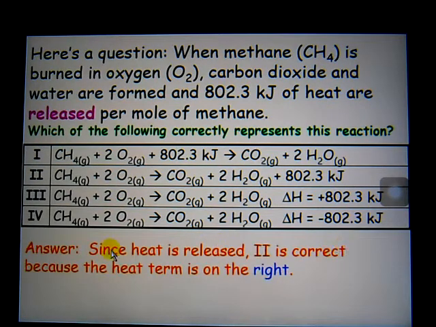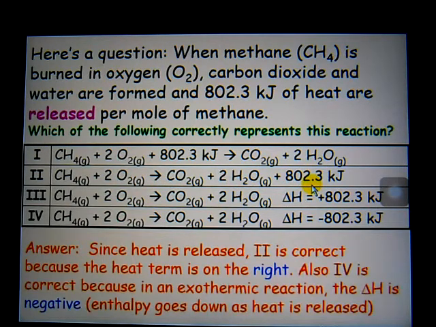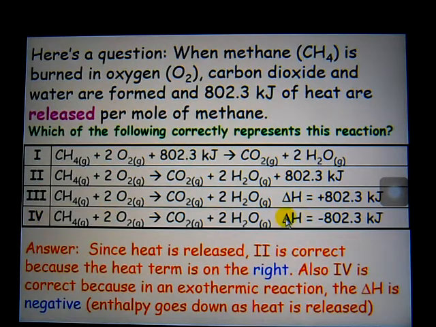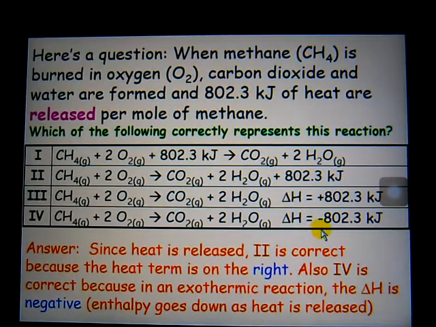So here's the answer. Since heat is released, number 2 is correct because the heat term is on the right side of the arrow. Answer number 4 is also correct because here the delta H is shown, and since this is an exothermic reaction, it's releasing heat, so delta H is negative.